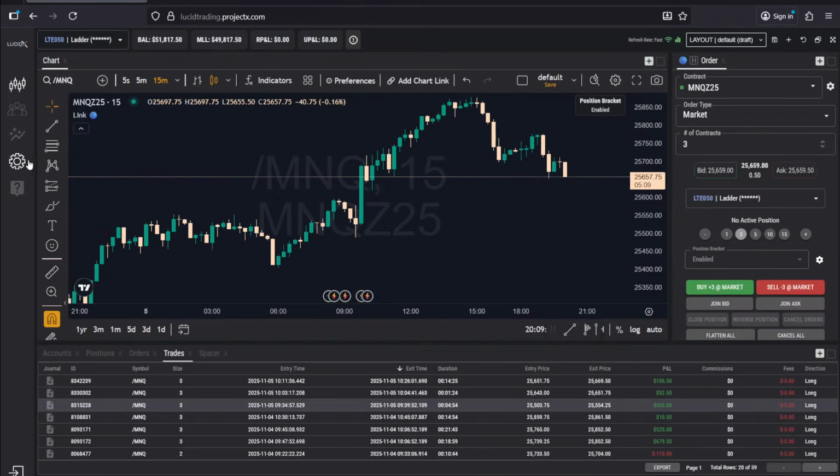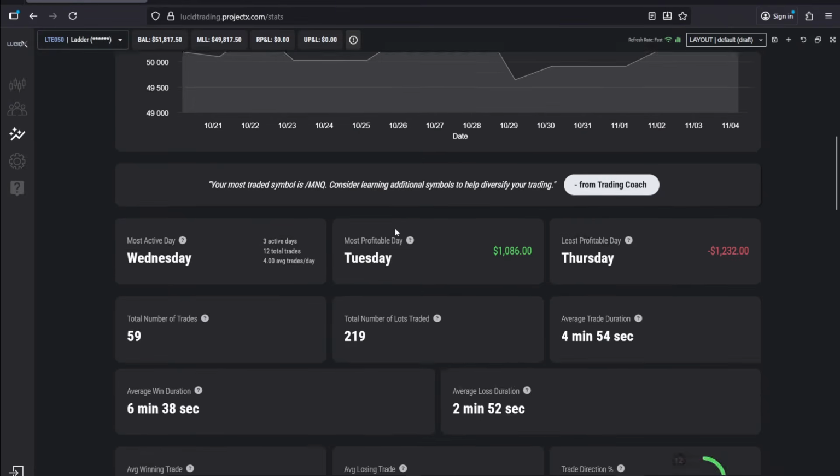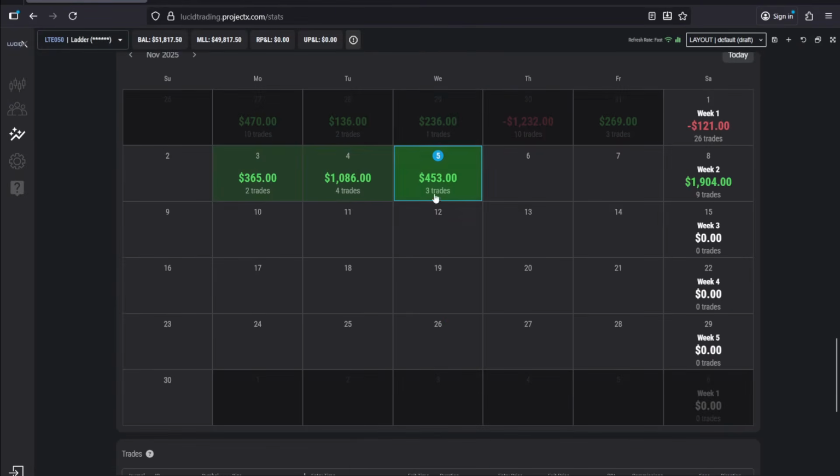We ended the day up. If we go to the stats here, ended the day up 453. Yesterday we had a phenomenal day. The day before that, about in line with what I usually do. Had a blow up day last Thursday. It happens. The goal of this account is to just buy 1 eval, get that eval passed, get a payout, use the payout from that eval to fund another 4 accounts, and then copy trade all 5 to get 5 payouts on all accounts.